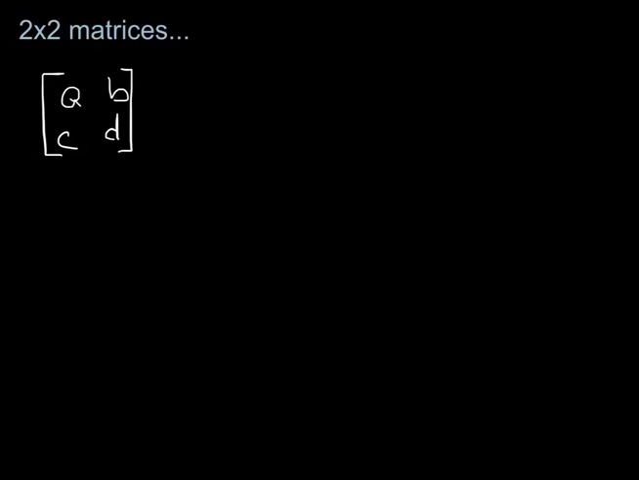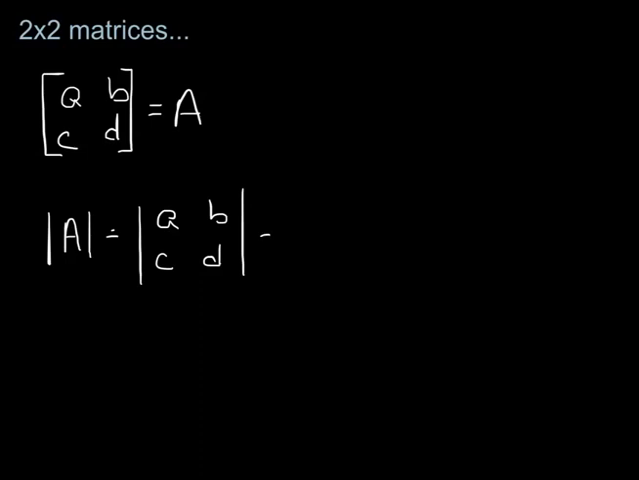So let's give this a name. Let's call this matrix A. The determinant of A we write like that, like an absolute value sign. The determinant of A is like this, and the way we calculate it is we multiply A times D, so that's AD. We multiply B times C and find the difference.